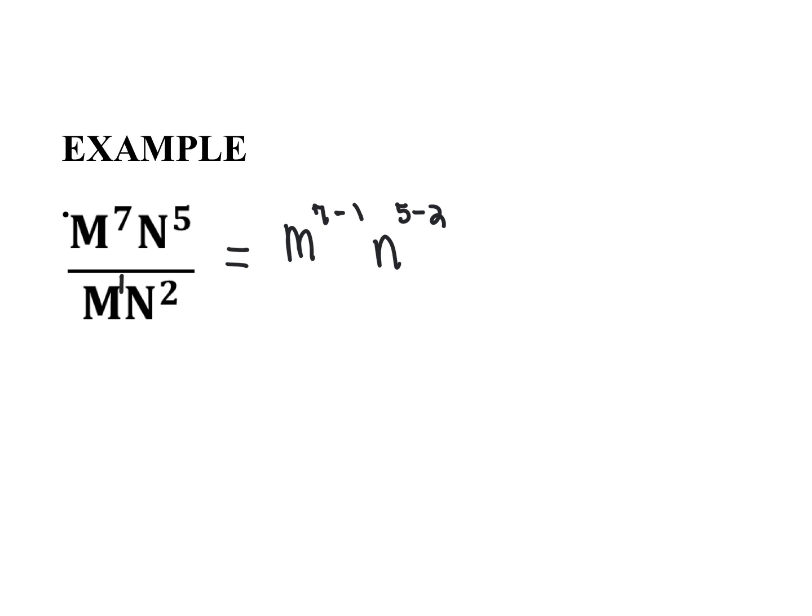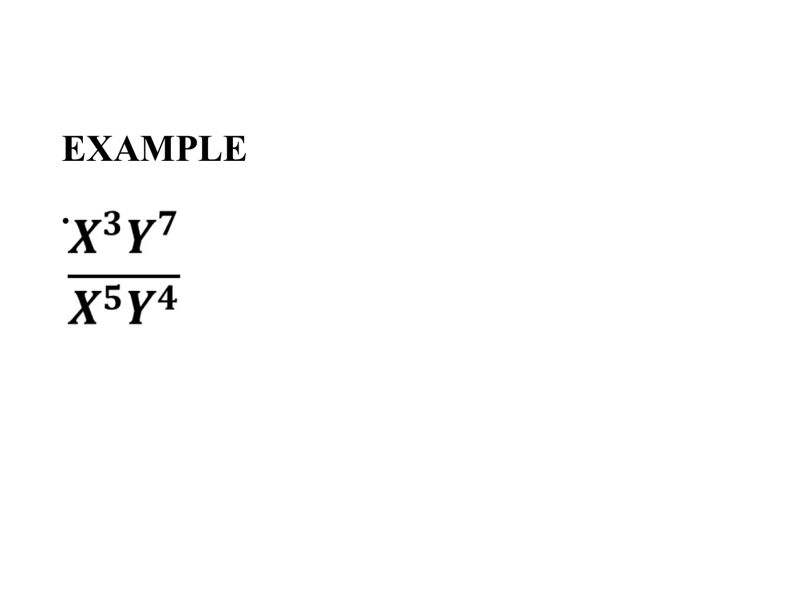So that means that we have nothing in the bottom of this fraction. I'm then going to simplify. On the m, I have 7 minus 1, which is 6. And on the n, I have 5 minus 2, which is 3. A lot of times we will find dividing monomials easier than multiplying. All right, our next example, we have x cubed y to the 7th over x to the 5th y to the 4th power.